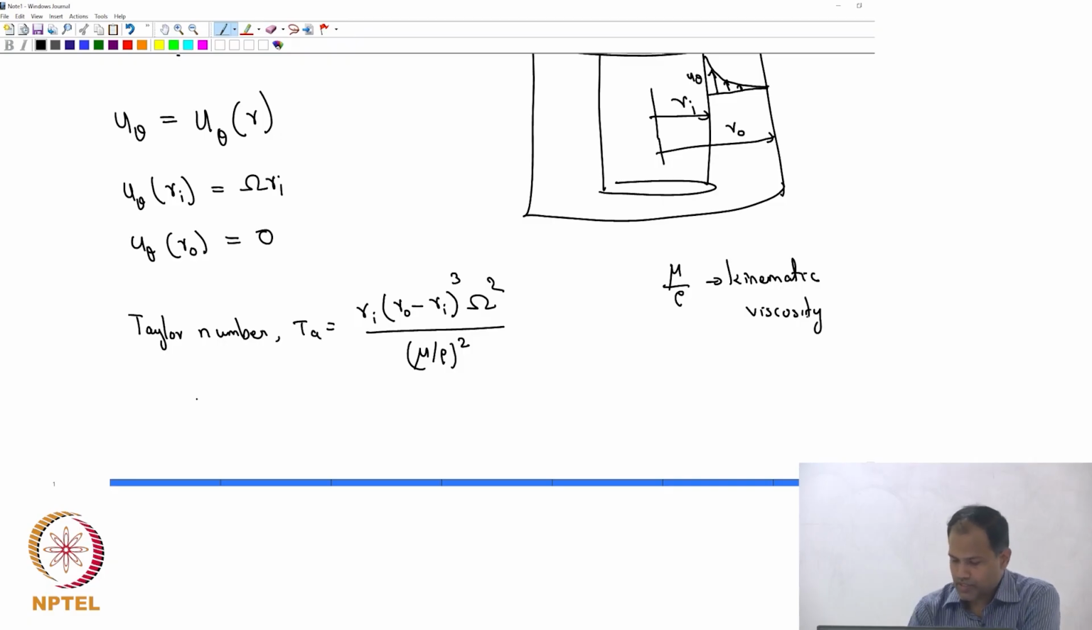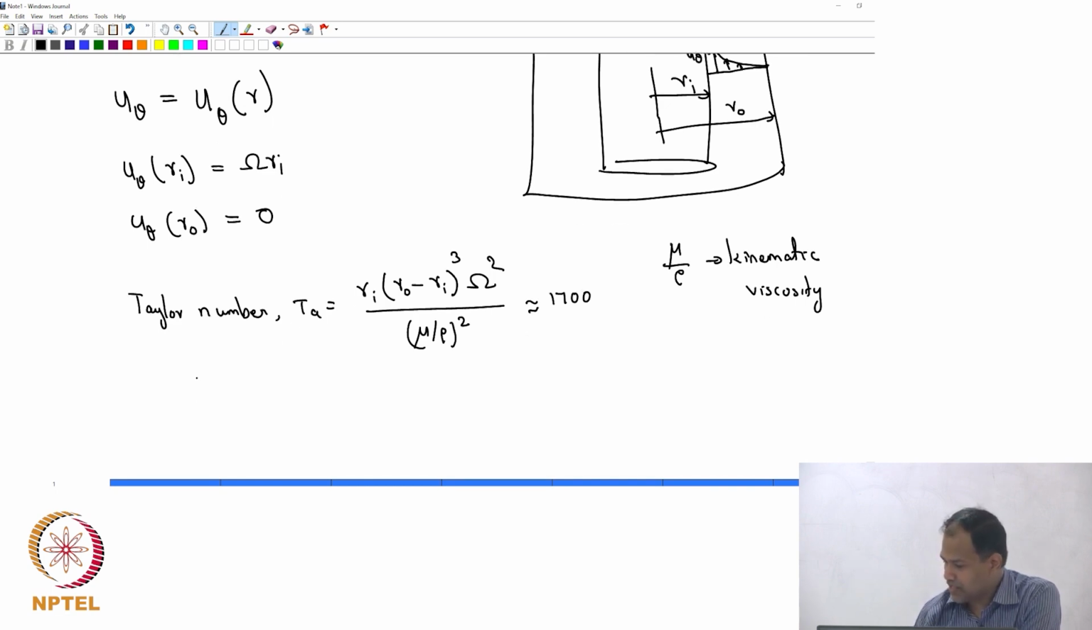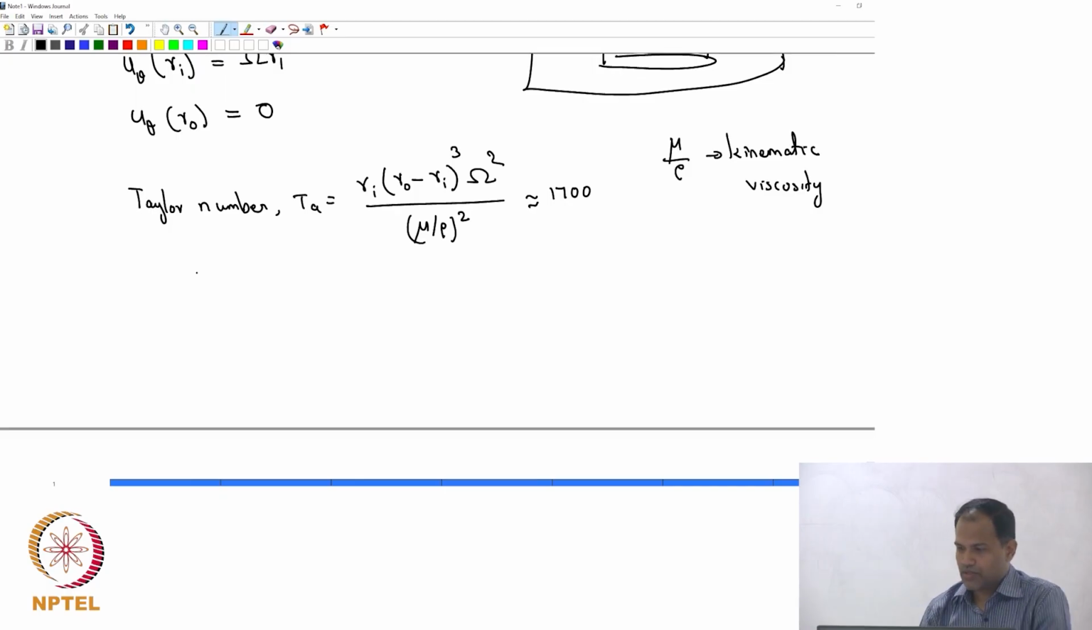So, what happens is that if this quantity is approximately 1700 or below, then whatever you derived is going to be the flow profile when you do it experimentally. But if it exceeds that, then this flow happens to be what you call unstable. In other words, you will start seeing more or different things. So, to illustrate that, let's just look at the gap now.